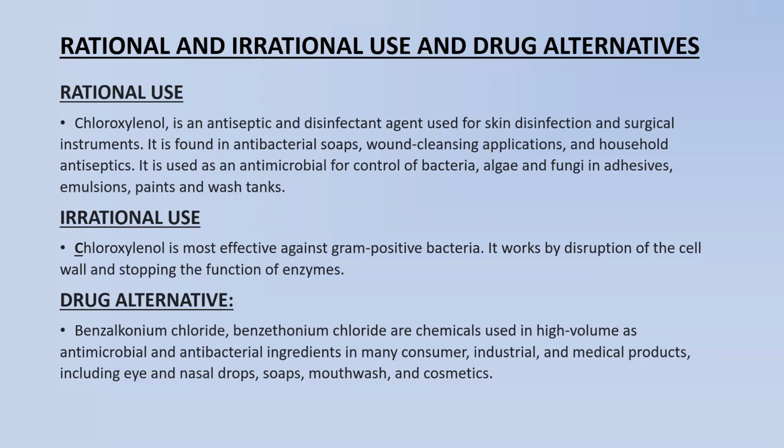Irrational use. Chlorhexinol is very effective against gram-positive bacteria as it is responsible for the destruction of the cell wall and it stops the function of enzymes. Drug alternatives of chlorhexinol can be benzalkonium chloride and benzethonium chloride, which are chemicals found in different antibacterial and antimicrobial agents. They have also been found in different medical products, including eye and nasal drops, soaps, mouthwashes, and cosmetics.